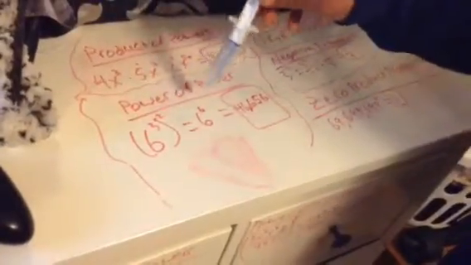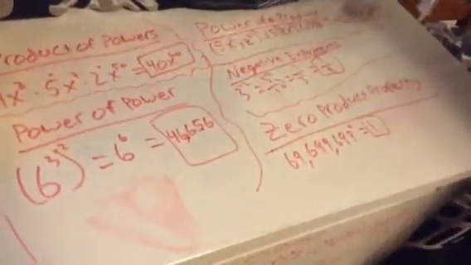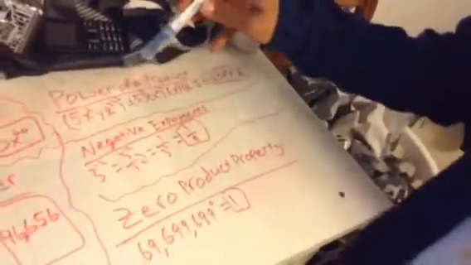Simple. For a problem like 6 to the third, and the number on the outside is 2, you multiply those two, you get 6 to the 6th. You do that and you get this big number right here. It's pretty big. 46,656. You can't say it. 46,656. Just kidding.